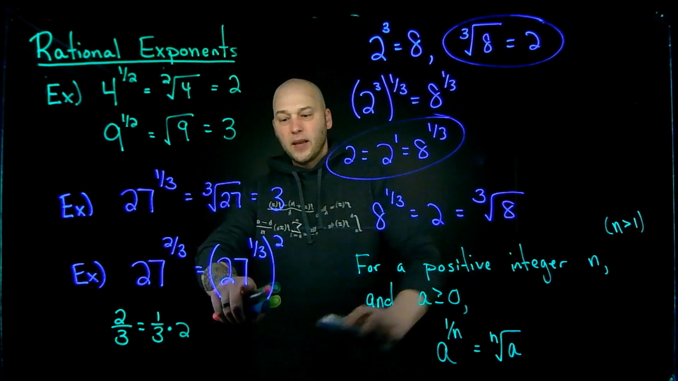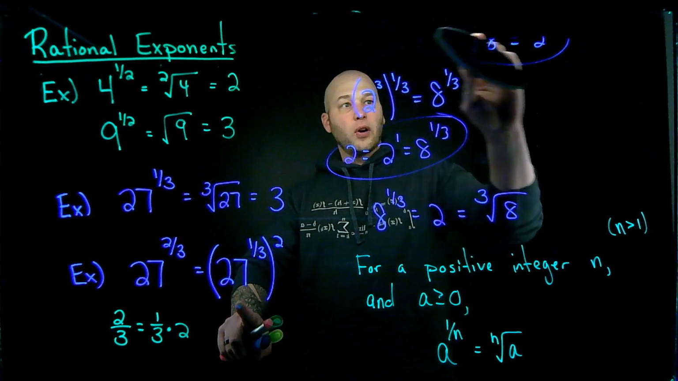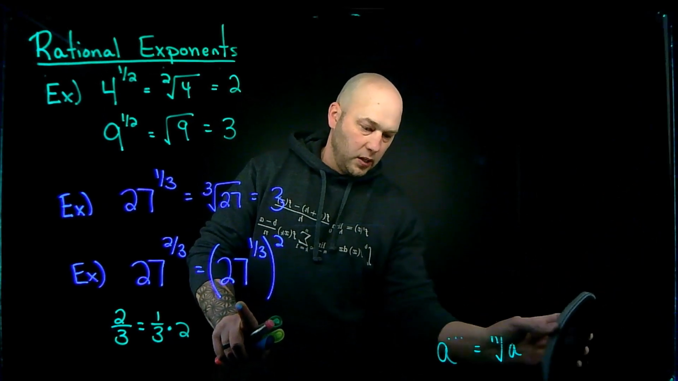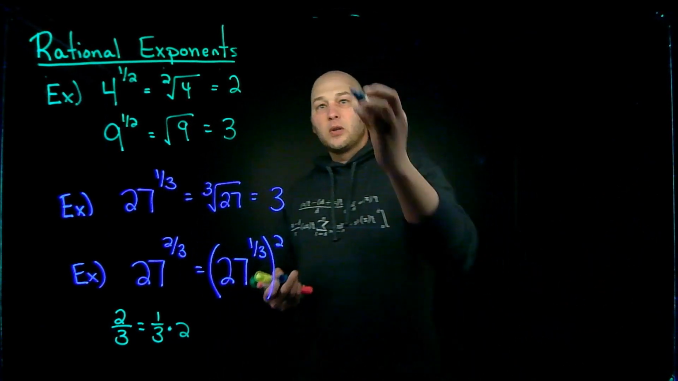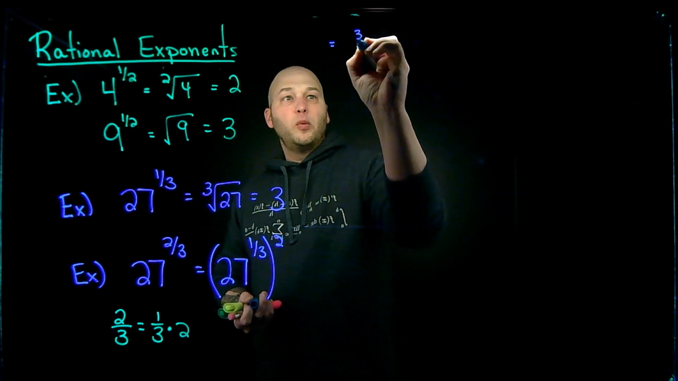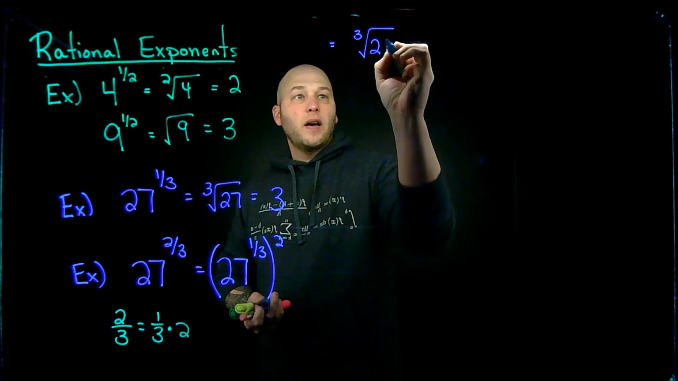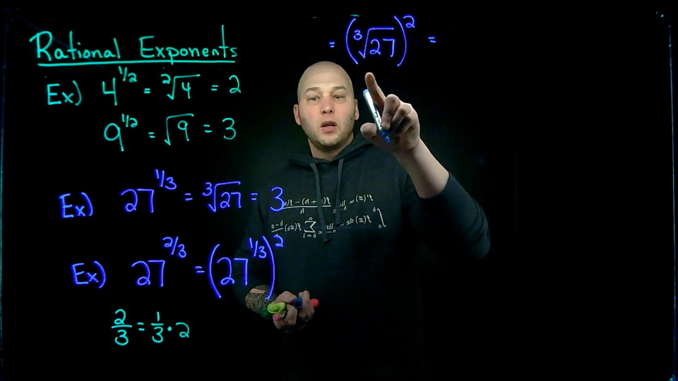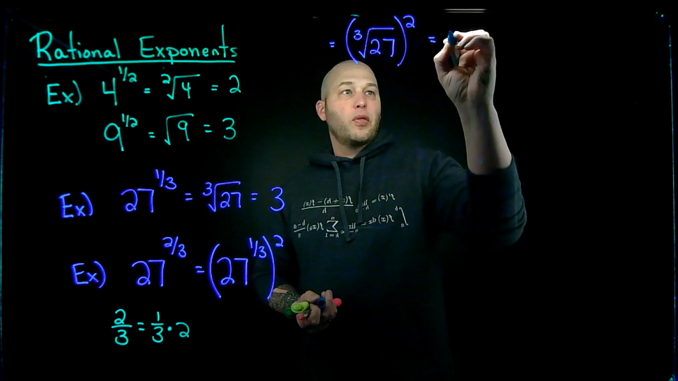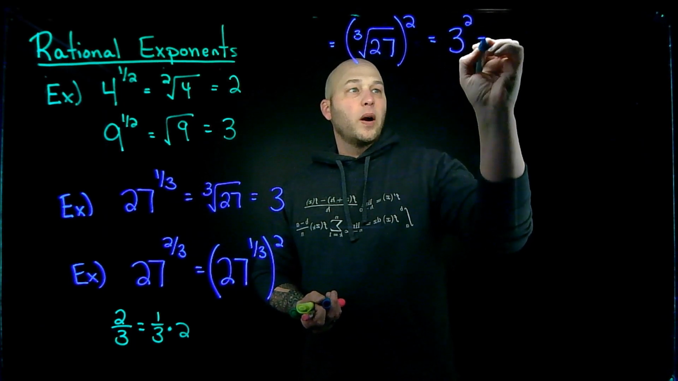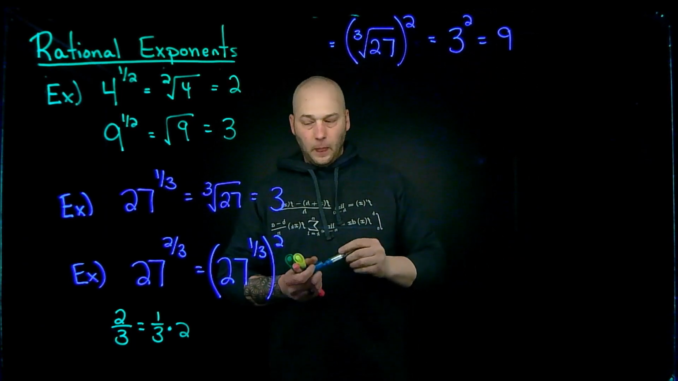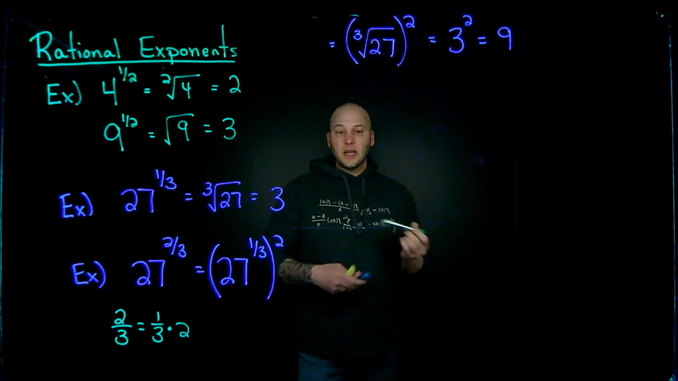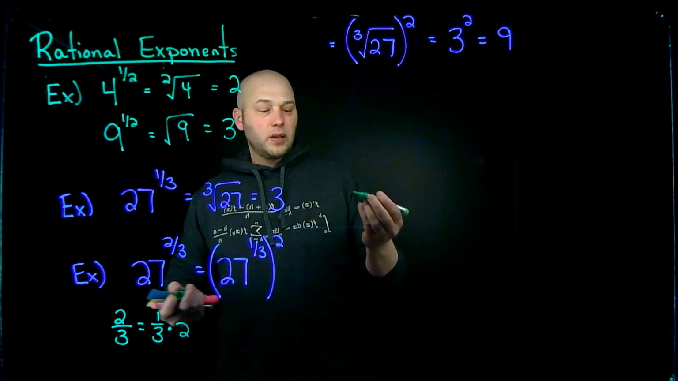Now what this says is let's do 27 to the 1/3 first, right? Which would be the cube root of 27. So this would be the cube root of 27, and then that number squared. Cube root of 27, of course, is 3, and then 3 squared would be 9. Okay. So now let me show you the general statement, and then we will do another example of it.